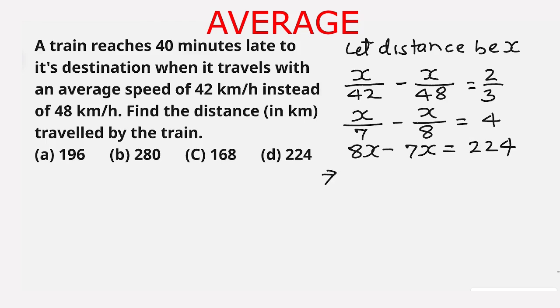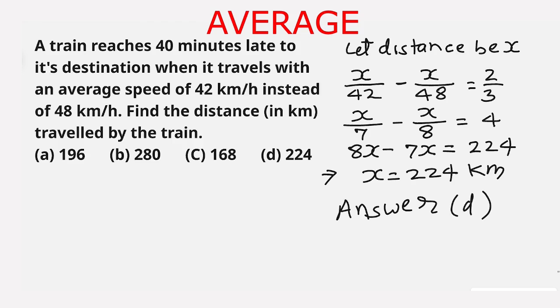So this gives 8x minus 7x is x, equal to 224. So this is 224 kilometer. So the distance traveled by train is 224 kilometer. This is our answer. And from the given options, our answer is option D, 224 kilometer. I hope you have understood the method of solving such type of questions. We go to the next question.